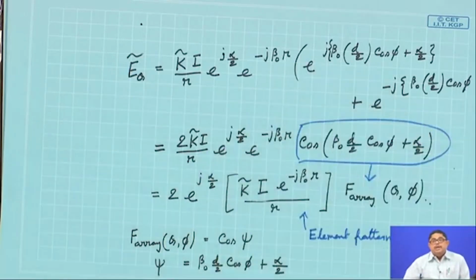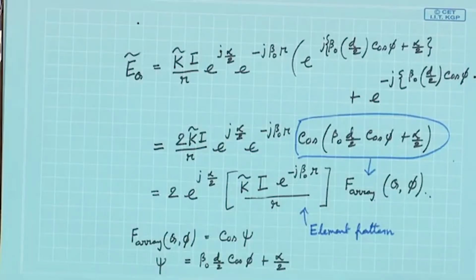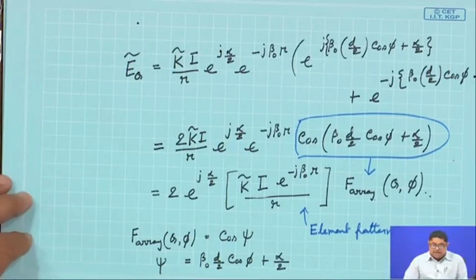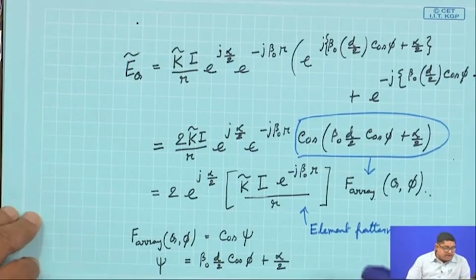For two elements we are seeing this now; later, maybe in this lecture or in the next lecture, we will prove generally that for any type of array, the element pattern and array pattern get multiplied. Now, what was our interest? Our interest centers on the magnitude of E theta as a function of phi, because we were motivated to have an array of two elements from there. So, let us see that.